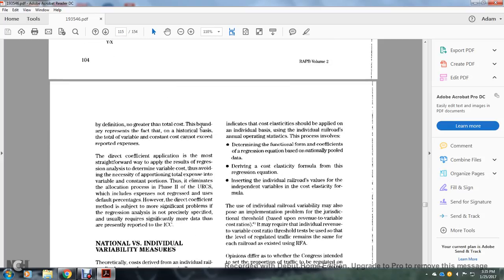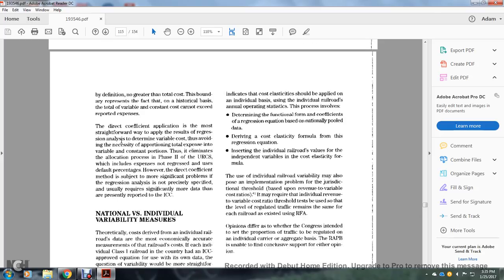The definition is no greater than the total cost. The boundary represents the fact that the historical base of the total variable cost cannot exceed the reported expenses. The differential cost coefficient, the most straightforward, is implied with reference to regression analysis to determine variable cost. Thus, it avoids the necessity of apportioning total expense into variable and constant portions, and eliminates the allocation process of phase 2 of the unified rail costing system, which includes expense not regressed in default percentage.